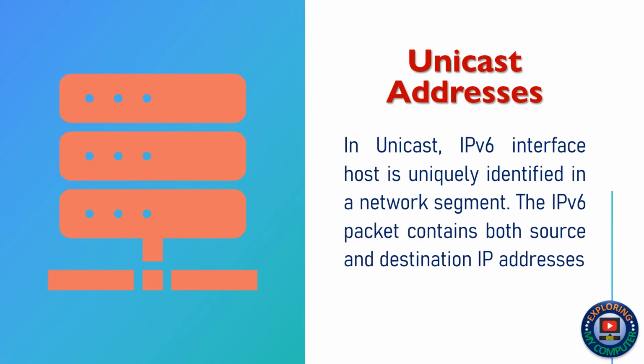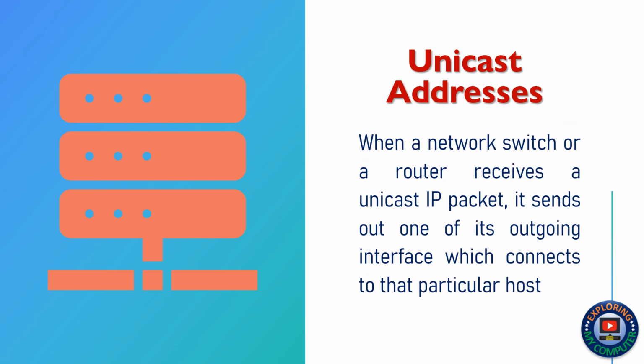In unicast mode of addressing, an IPv6 interface host is uniquely identified in a network segment. The IPv6 packet contains both source and destination IP addresses. When a network switch or a router receives a unicast IP packet destined to a single host, it sends it out on the outgoing interface which connects to that particular host.